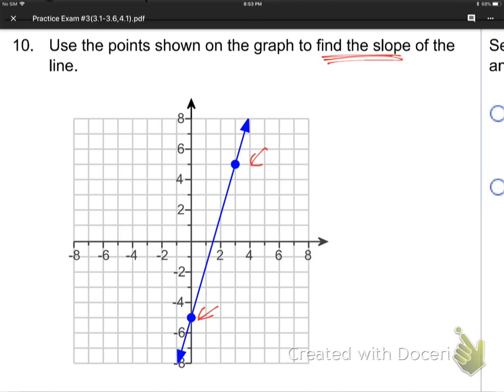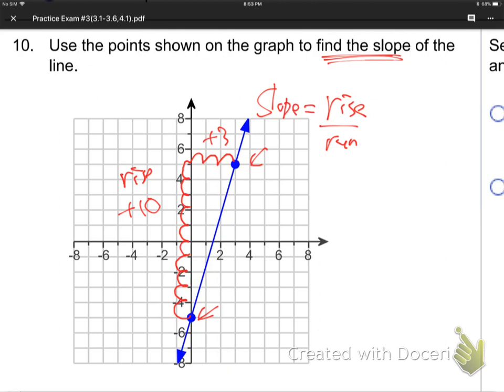Remember these from the homework? We did have these, but it's hard to remember everything. I know, that's why we have these practice exams. You just count them off. Here we go. 1, 2, 3, 4, 5, 6, 7, 8, 9, 10. Up 10. That's your rise. Over 1, 2, 3. Rise over run. That's slope, right? Isn't slope rise over run? So that's 10 over 3. Done.